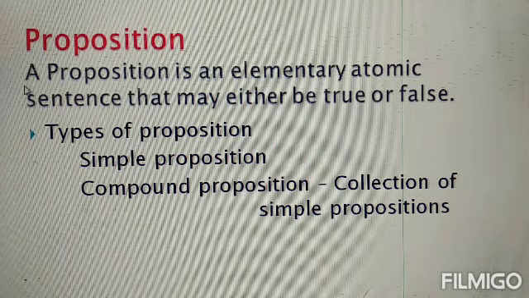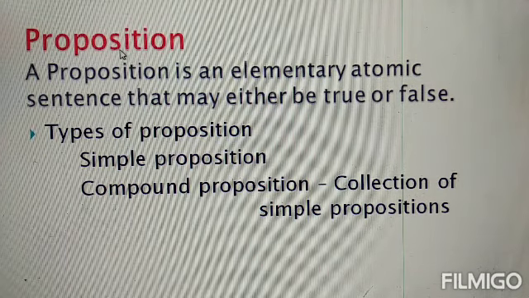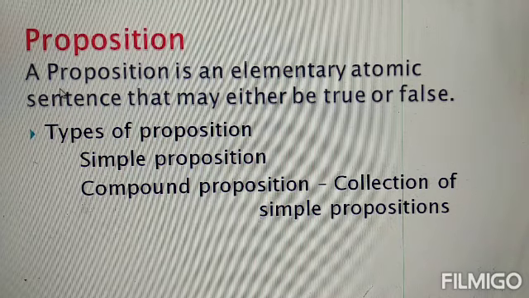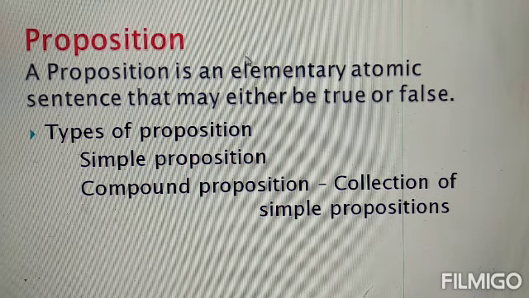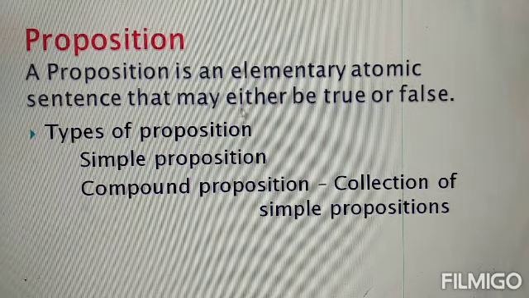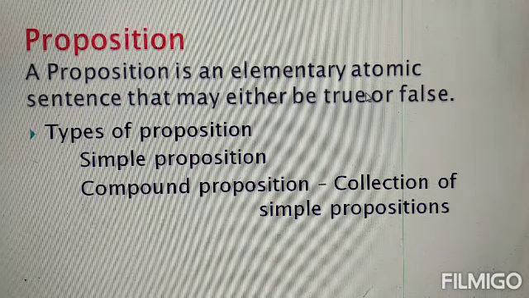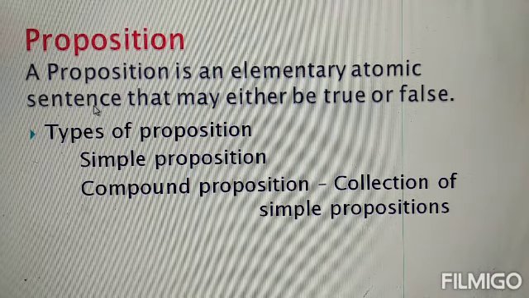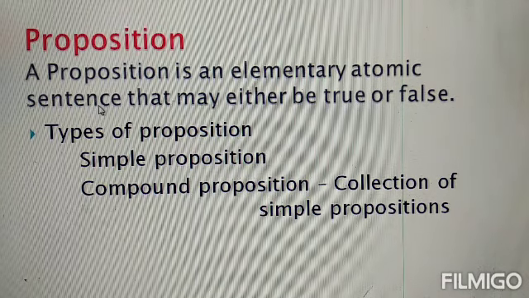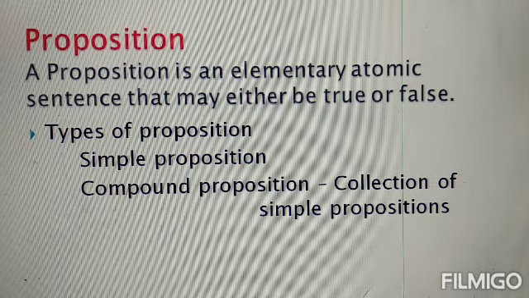The first chapter, Boolean Algebra. The first topic is proposition. What is a proposition? A proposition is an elementary atomic sentence that may either be true or false. An atomic sentence is a sentence which can be expressed in true and false form, and in which we have not used any "and" or any other connectives.